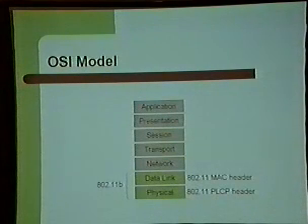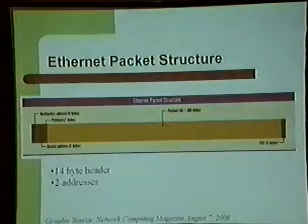So a brief look at the OSI model and where 802.11b fits in, where the packets fit in. At the physical layer, there's the physical layer convergence protocol header, and then above that in the data link layer is the MAC header. And we'll look at those right now.